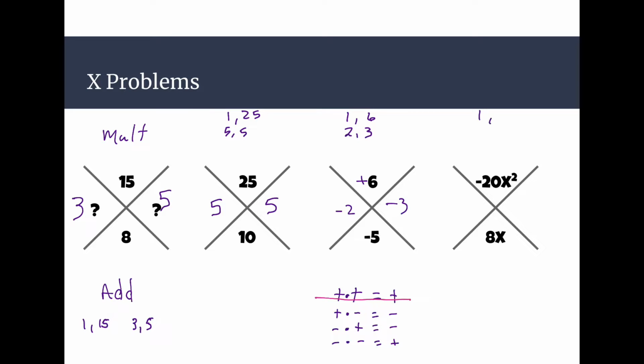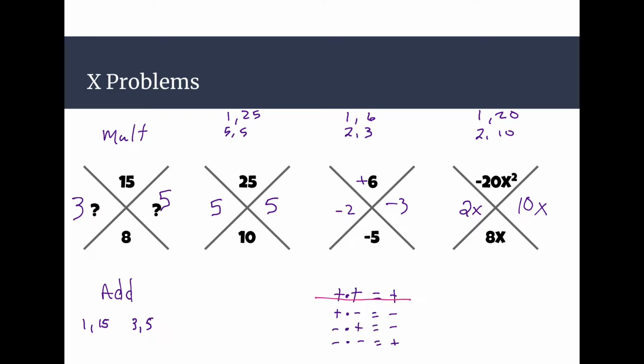I know 1 and 20 isn't going to work. 2 and 10. Ooh, that does look like it's going to work, right? Because if one of them is positive and one of them is negative, that means we're going to be subtracting them. So we're going to make a 2x and 10x, which once again isn't quite right. One of them has to be negative.